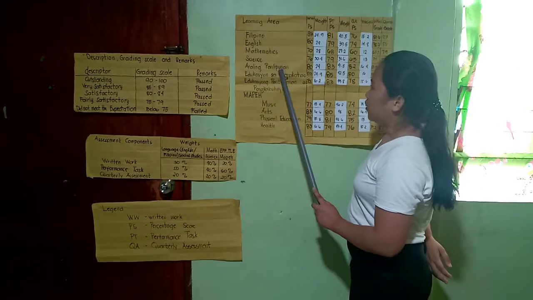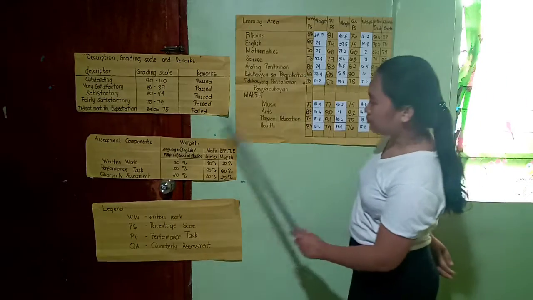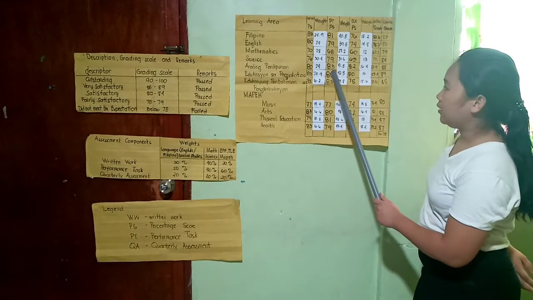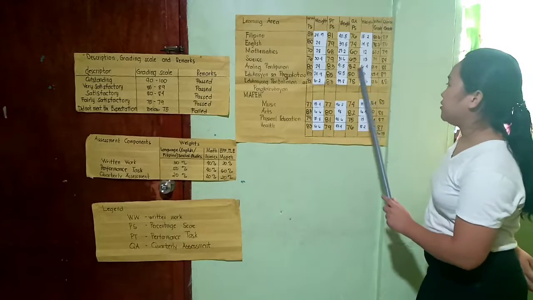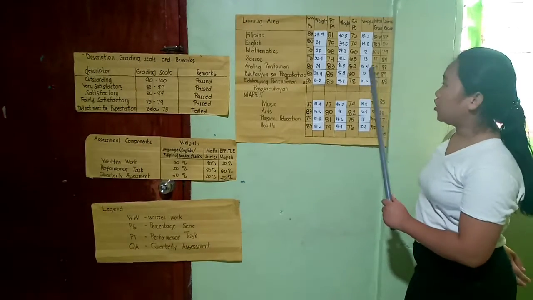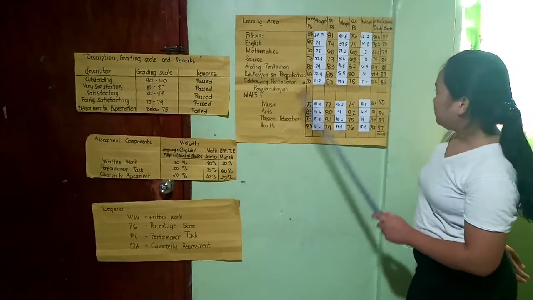So in Edukasyon sa Pagpapakatao, 88 times 30% is 24.9. So in performance task, in Edukasyon sa Pagpapakatao, 85 times 50% is 42.5. In quarterly assessment, 80 times 50% is equals to 60%. Initial grade of 83.4. It transmute into 89 grade.